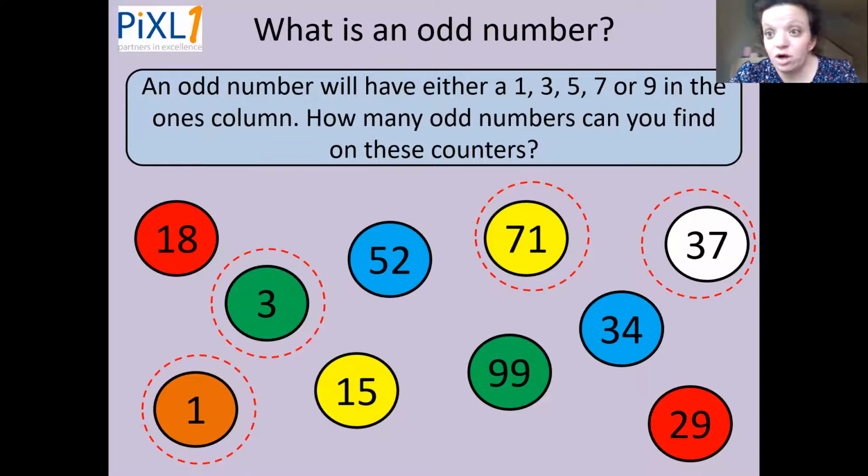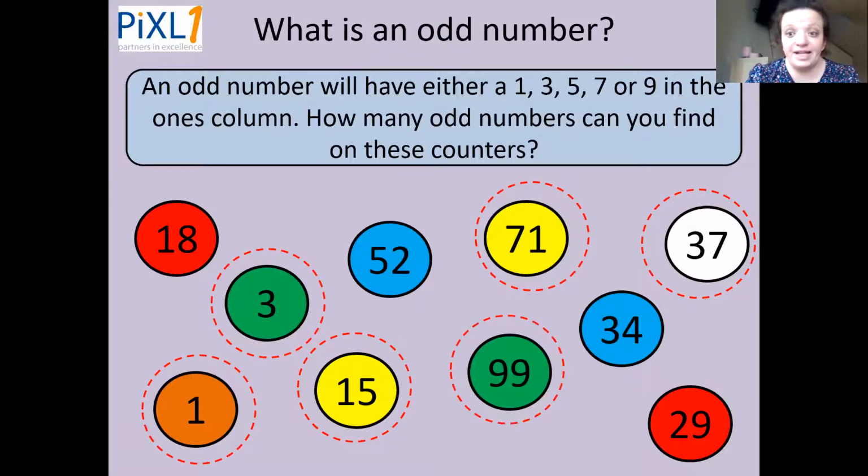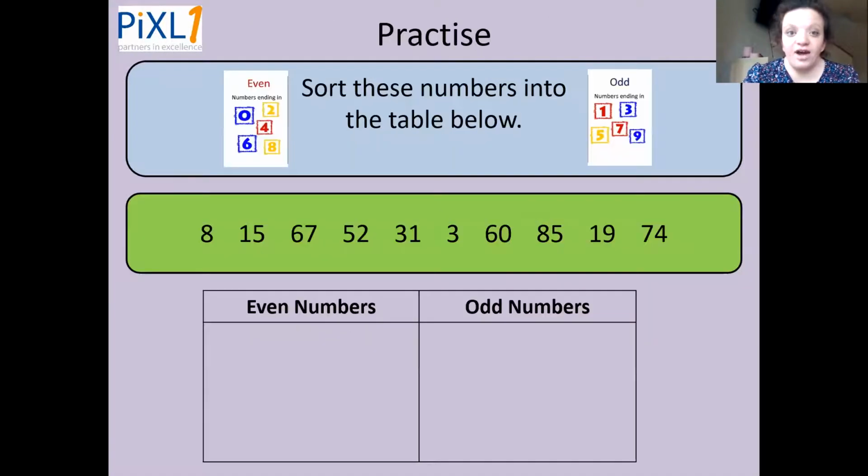37, I'm looking at my ones column, it's got a 7. Again, I know 7's not a number that you can equally split. It's not in my 2 times table. It's an odd number. 15, again, we're looking at the 5, and we know that's the same pattern. 99, we're looking at the ones, which is our 9, and we know 9 you can't split equally into two groups. And 29 is the same as 99 because they've got the same ones. We know it's an odd number. Well done if you got all of those right.